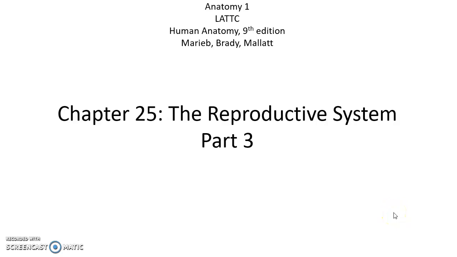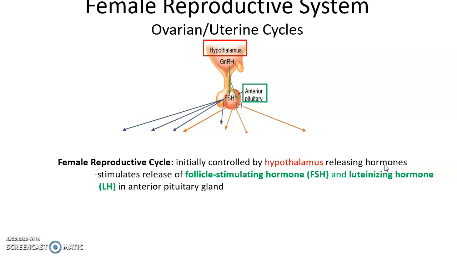Chapter 25, the reproductive system, part 3. So, of course, hormones are very important for controlling what occurs in the ovaries and in the uterus and keeping them tied together so that when a fertilized egg cell makes it to the uterus, it is ready to allow for implantation. And these are referred to as the ovarian cycle and the uterine cycle.